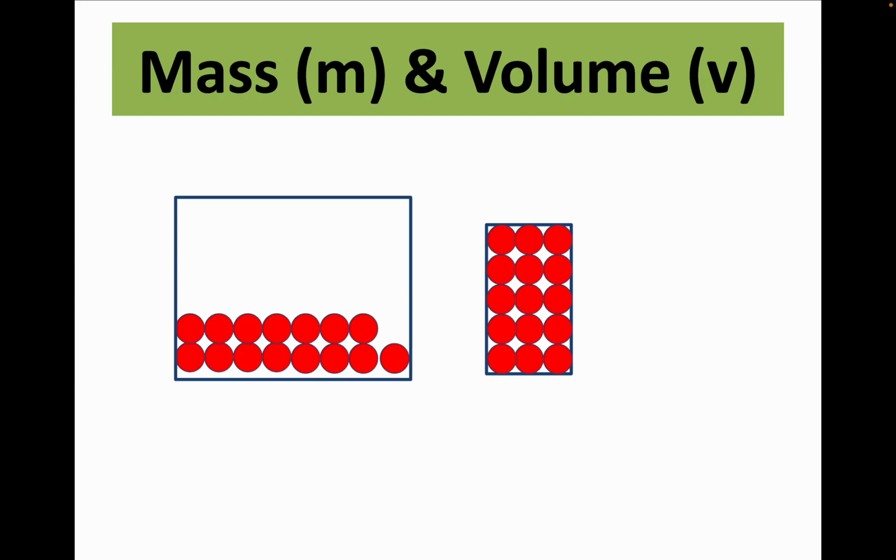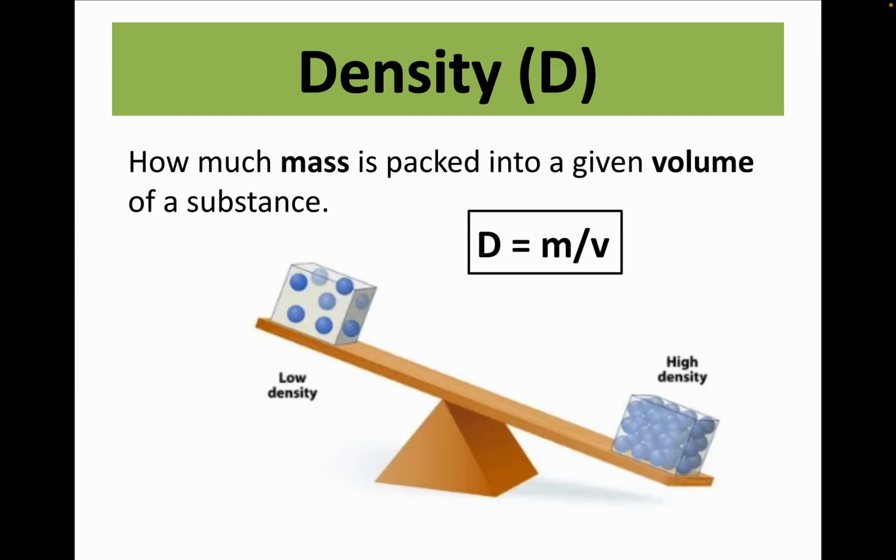All right, and all of this to say, I needed you to understand mass and volume so that you could understand density. And density is how much mass is packed into a given volume of substance. So the cube on the left has less mass so that it is less dense, and the cube on the right has more mass and it is more dense.